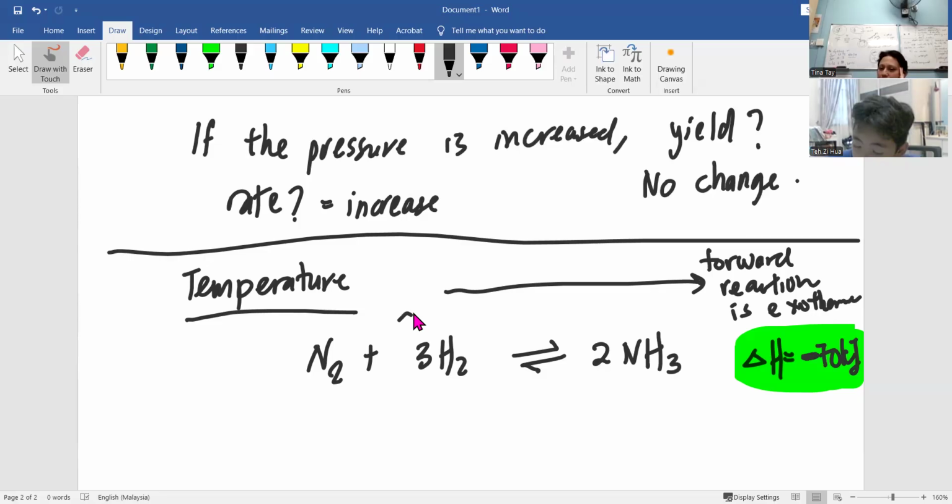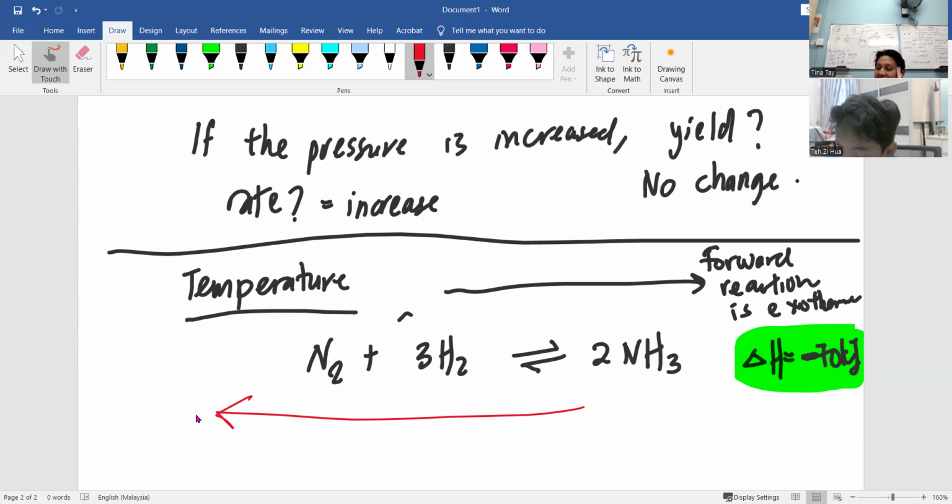So if the forward reaction is exothermic, then the reverse reaction, this direction, is what? Left. Yes, I know it's left. If the forward is exo, the reverse is endo. Understand or not? Reverse reaction is endothermic. Get it?